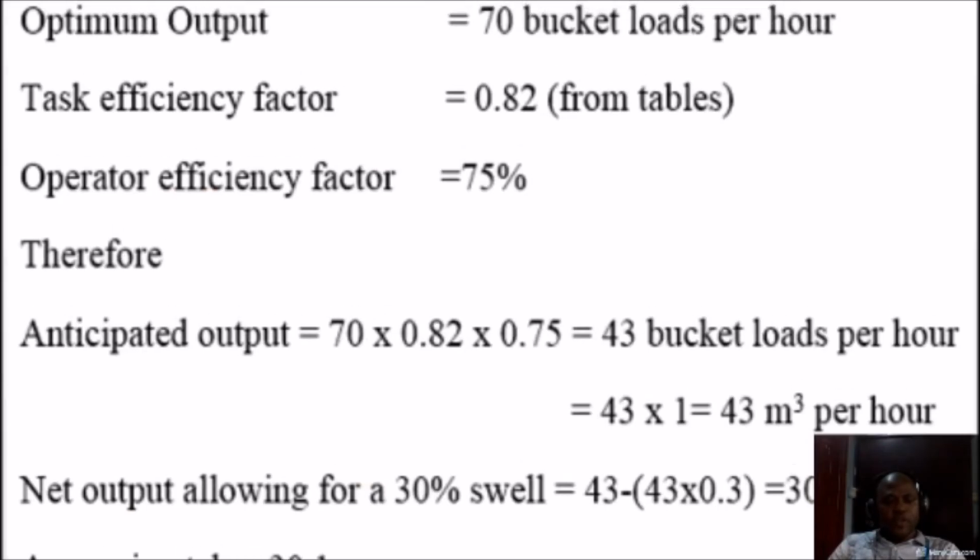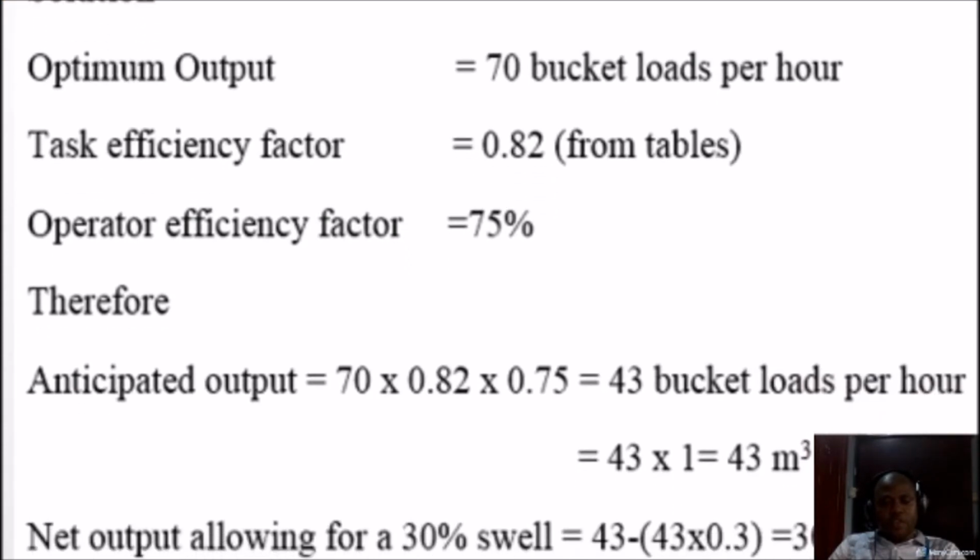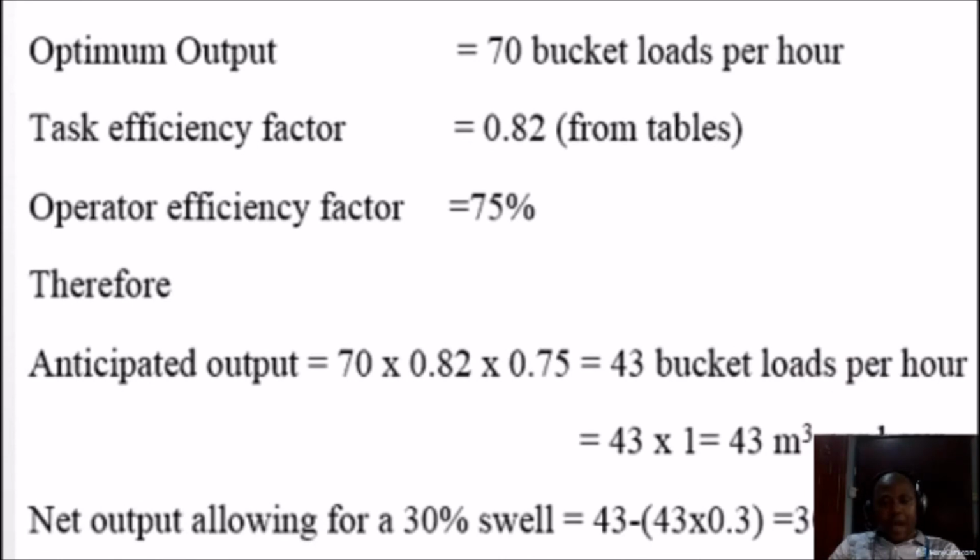The first thing we need to consider is the values given in the question: the optimum output, the task efficiency factor, and the operator's efficiency factor. The anticipated output will be equal to 70 multiplied by 0.82 from the table, multiplied by 75% divided by 100, which gives us 0.75. So 70 by 0.82 by 0.75 will give us 43 bucket loads per hour.